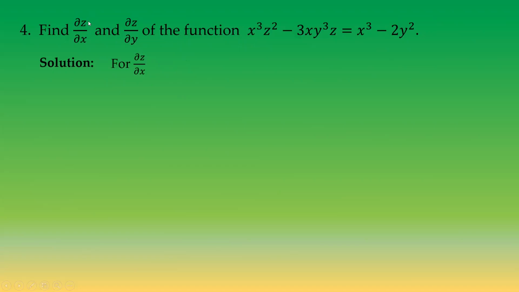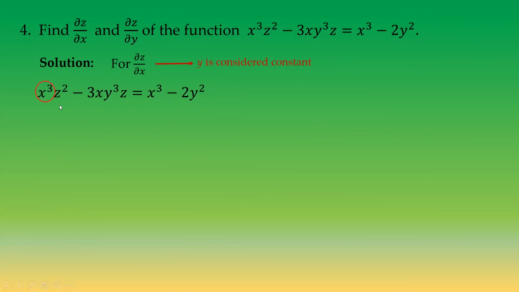Let's start with the partial derivative of z with respect to x. Here, we're going to consider y as constant, because our variables there are z and x only. So again, x cubed z squared minus 3xy cubed z equals x cubed minus 2y squared. So that is our given.